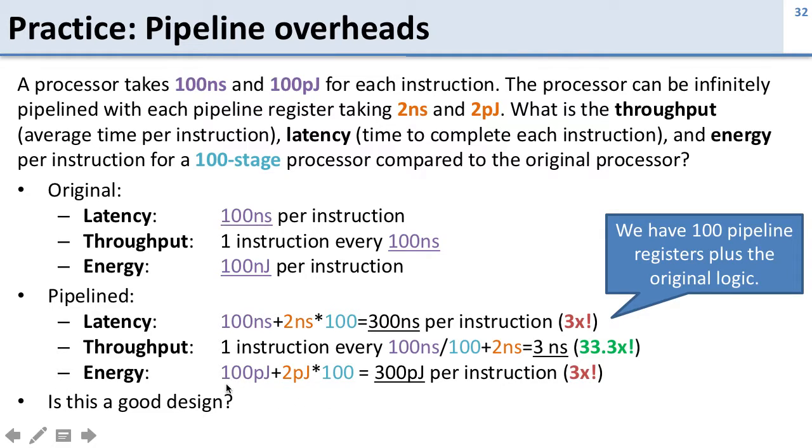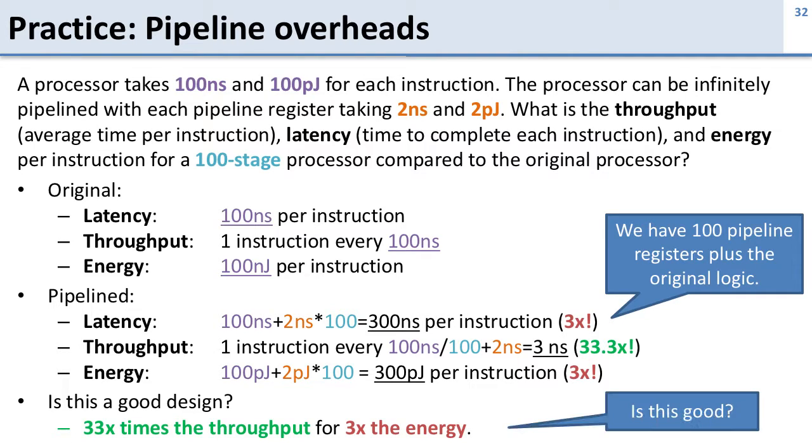Well, energy, we're going to spend still the same 100 picojoules that it took before to do the instruction logic, but now we have 100 pipeline registers too. That's an extra 100 times 2 picojoules per register. So that's 300 picojoules per instruction now. So we've increased our throughput by 33, and we've increased our energy by 3x, and the question is, is this a good design? Is 33 times the throughput for 3 times the energy a good choice?